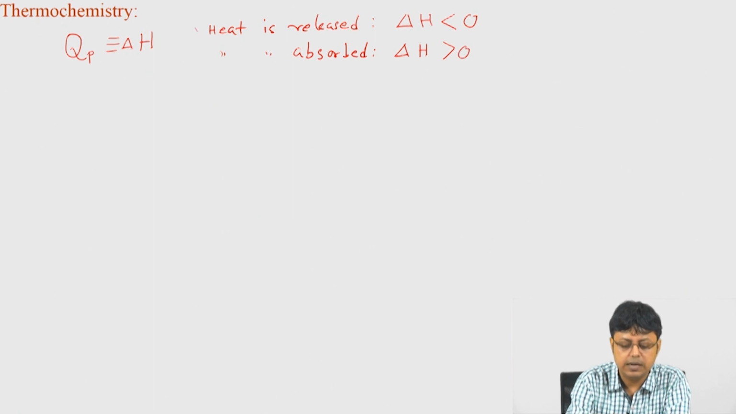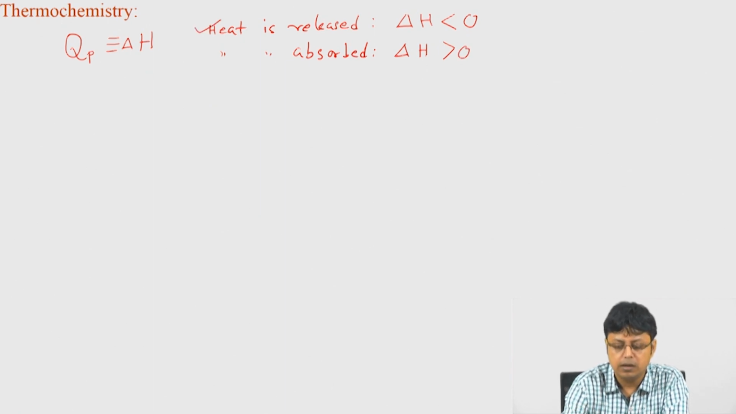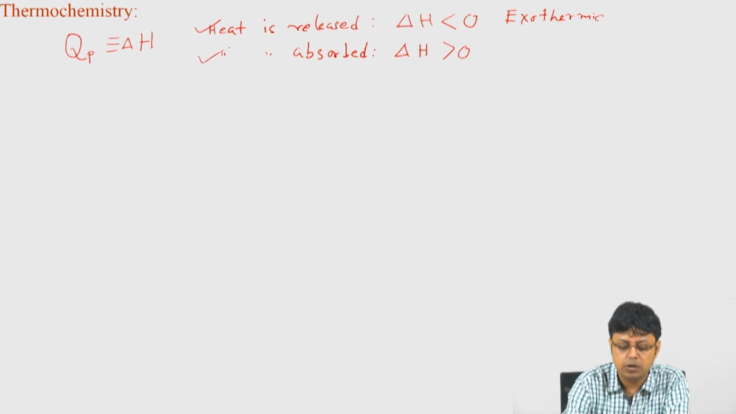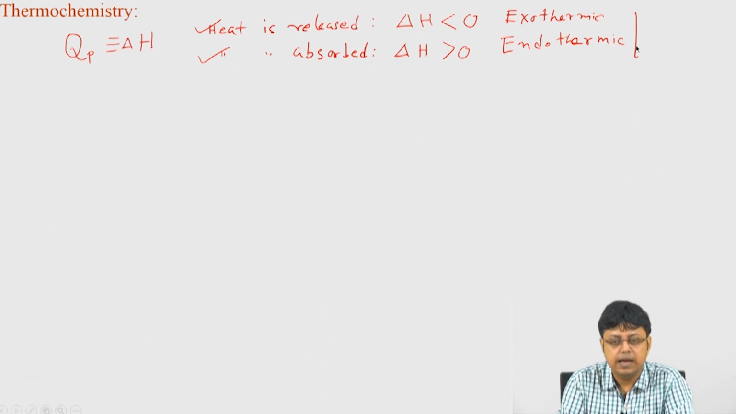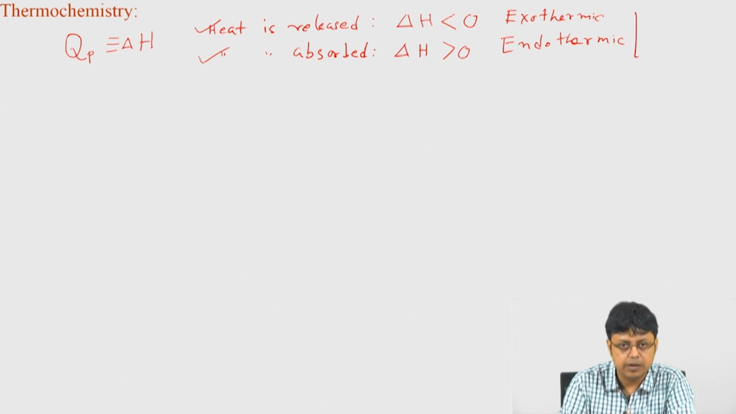The reactions where heat is generated overall are called exothermic reactions, and the reactions where heat is absorbed are called endothermic reactions. Now, based on this exothermic or endothermic classification, we can actually study the heat change associated with chemical reactions.